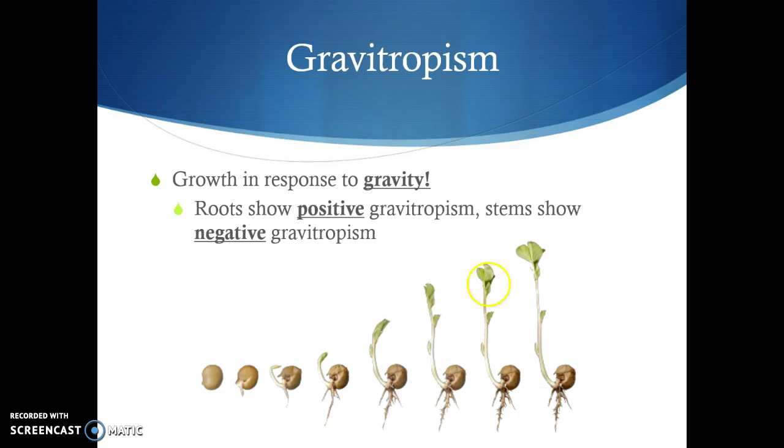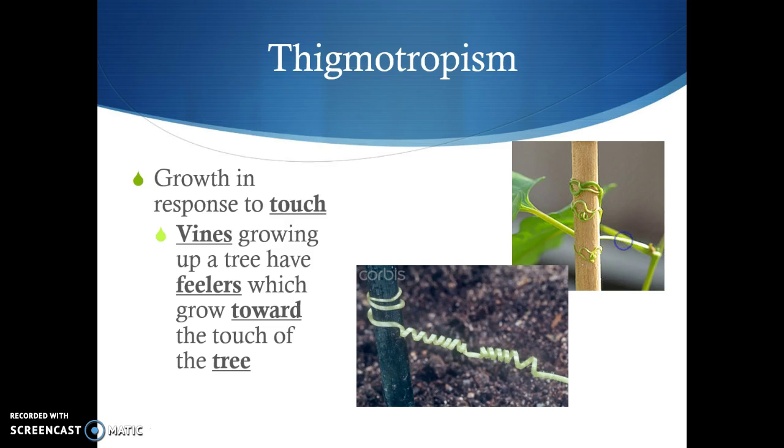However, the stem is growing vertically. It's growing up or away from the ground. And since gravity is pulling down and the stem is growing in the opposite direction that the gravity is pushing, the stem is actually exhibiting a negative tropism for gravitropism. The third tropism is called thigmotropism.